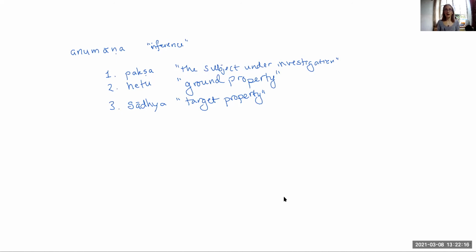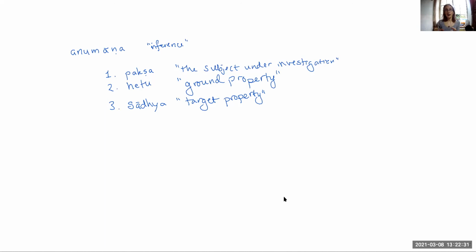So our subject that we are investigating, we know it has some properties. This is the Hetu, and possibly other things. And we want to establish that it has some other property. That's our target property. That is the Sadhya.